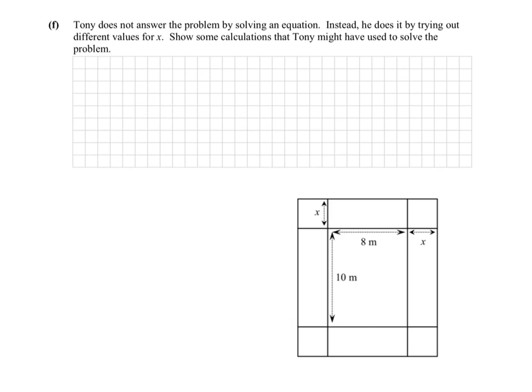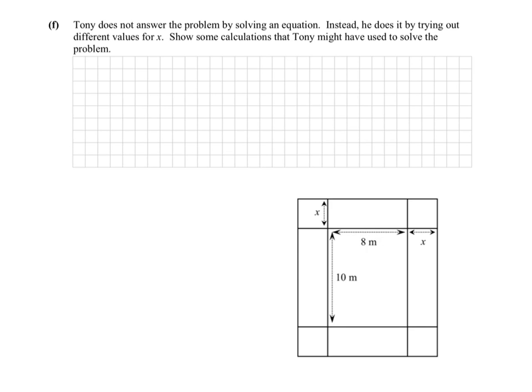So part F. Tony does not answer the problem by solving an equation. Instead, he does it by trying out different values for x. Show some calculations that Tony might have used to solve the problem. So he doesn't use equations. He just basically guesses what x might be and sees if it works out.